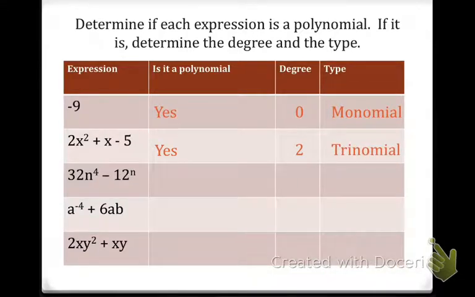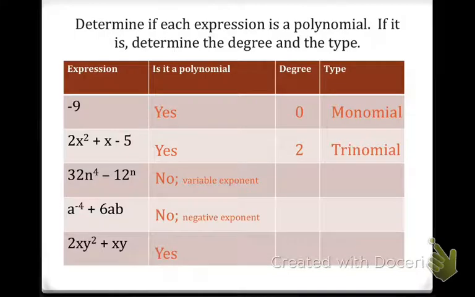The next one, this one is no because of 12 to the nth power. That's not okay. You can't have a variable as an exponent. So I don't bother to classify it any further. The next one is also no because it has a negative exponent, so I'm not going to classify that or state its degree.